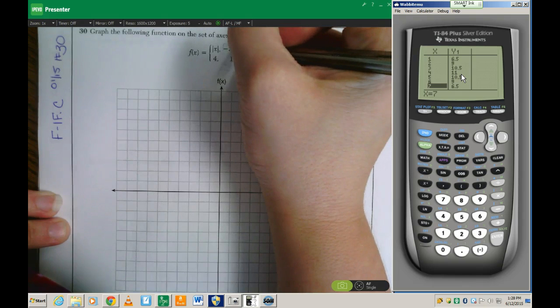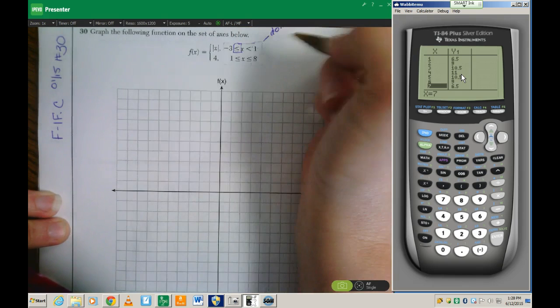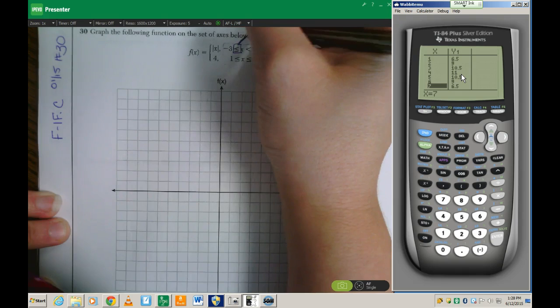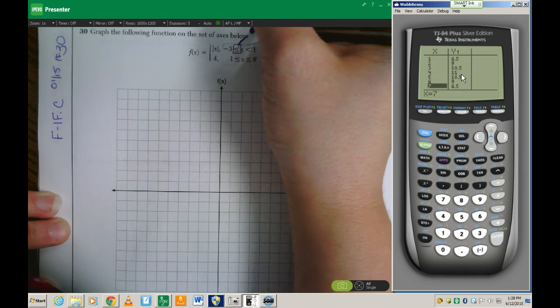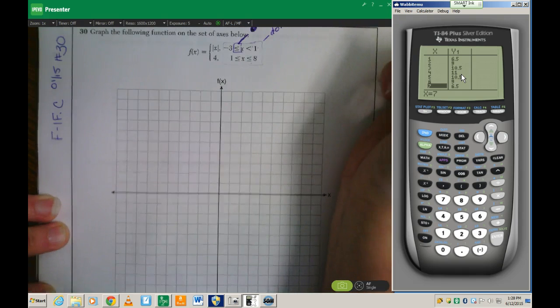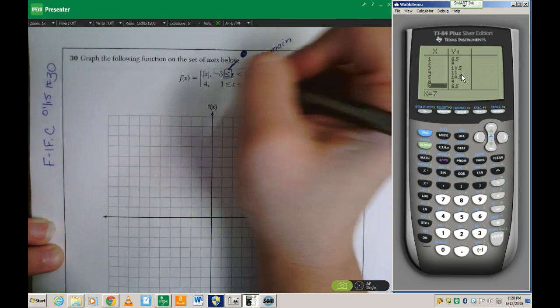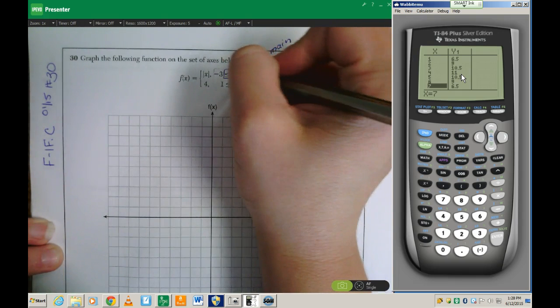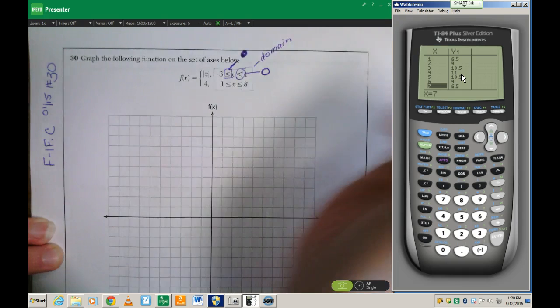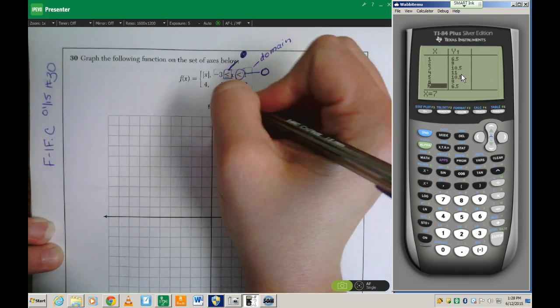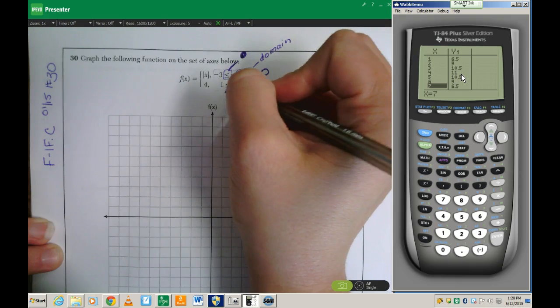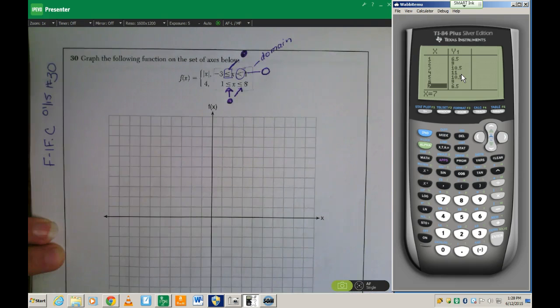Also, let's look here. See how this says the less than or equal to sign? Because of that, my function is going to have a solid circle. Here, how it doesn't have that line, it's just less than, that means I'm going to draw an open circle. These would also be solid circles.